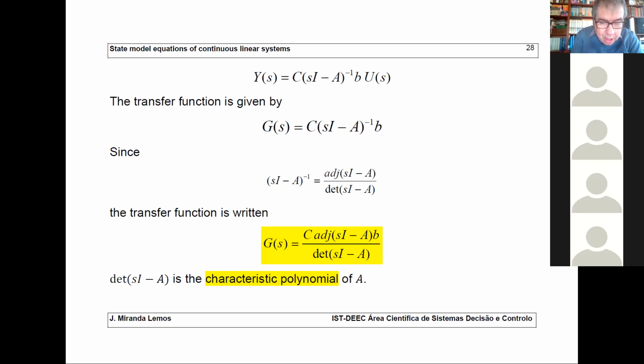Now, you see something which is quite interesting. The poles only depend on matrix A, but the zeros depend on matrices A, B, and C. So the poles somehow define the personality of the system, whether it oscillates or does not oscillate, and so on.